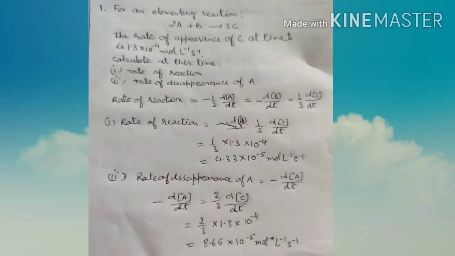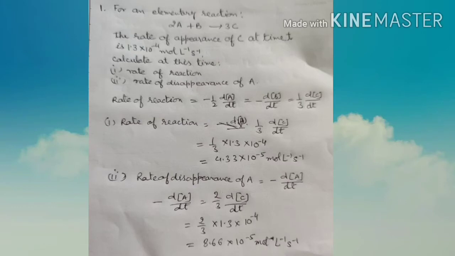Children, let us see some examples based on the rate of reaction. So this is the first question. For an elementary reaction, 2A + B is converted into 3C. The rate of appearance of C at time t is 1.3 × 10^-4 mol per liter per second. Calculate at this time the rate of reaction, and second, the rate of disappearance of A.